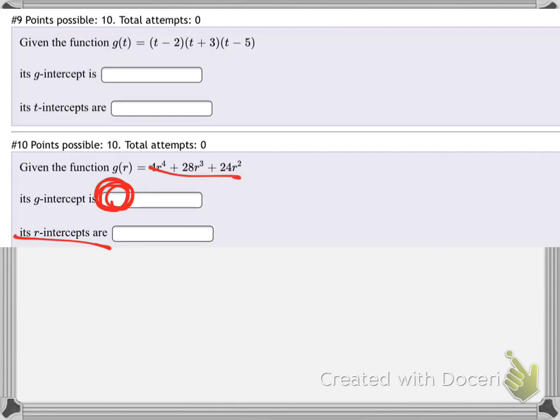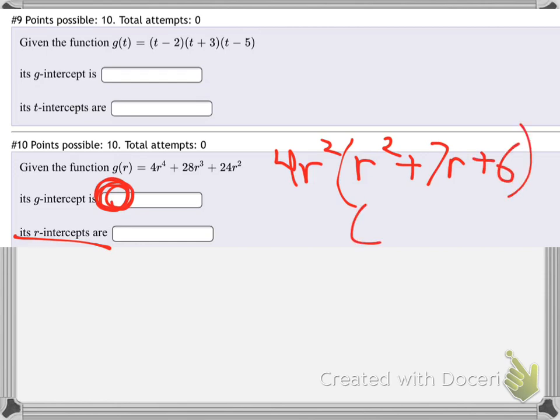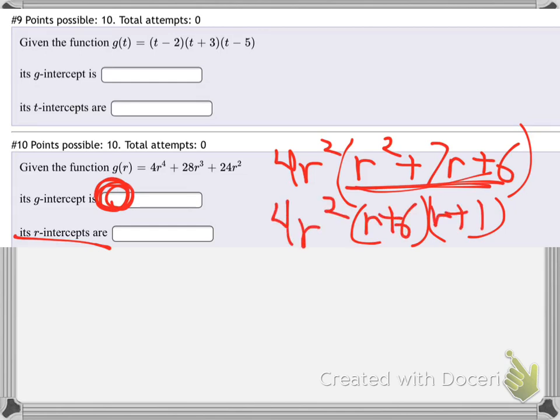So if that's the case, I'm looking at this, I notice that they all have some R's in them. R's there, R's there, R's there. So maybe let's just take a couple of R's out, some kind of a common factor. It looks like 4 goes into everything, so I could take out a 4 and a couple of R's. And then we'd be left with R squared plus 7R plus 6, I believe. And then that part, you'll notice, can factor even more. So I'll keep the 4R squared, and then we have R plus 6 and R plus 1.